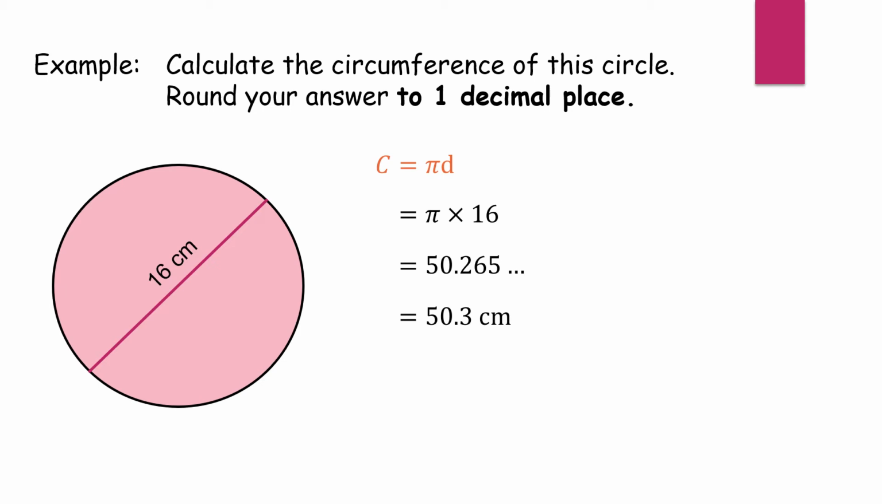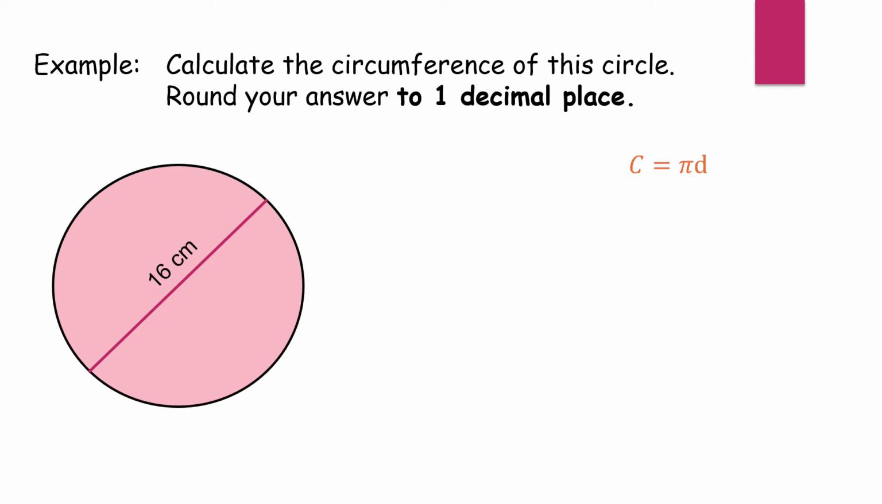Rounding it to 1 decimal place will be 50.3 centimeters because the 6 in the second decimal place is telling us that we need to round up the 2 in our first decimal place to a 3. Now, if we don't have a scientific calculator, then we can use the value of pi. So we can substitute in 3.14.